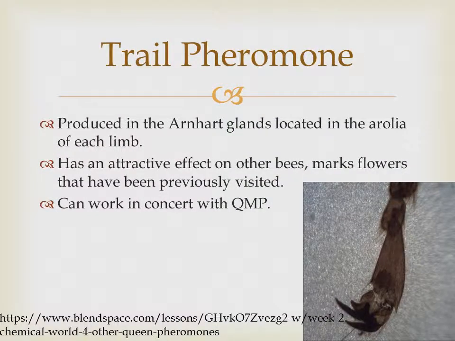Produced in the Arnhart glands, the trail pheromone is also produced at the tip of the abdomen, which trails the ground as the bee walks. It has an attractive effect on other bees, and it marks the flowers that have already been visited by the bee. It can also work in concert with QMP to inhibit queen rearing by letting the workers know not to build queen cells in the areas she has already visited.